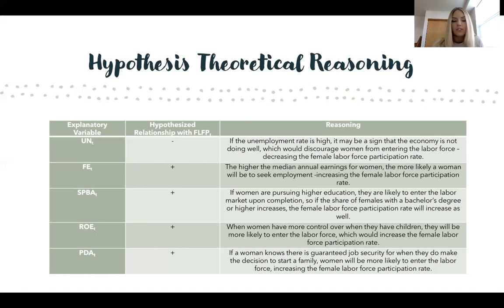Next, we have Roe, which is hypothesized to have a positive relationship with female labor force participation rate as well. This is because when women have more control over when they have children, they will be more likely to enter the labor force, which would increase the female labor force participation rate. And similarly with the PDA, Pregnancy Discrimination Act, that is hypothesized to have a positive relationship with female labor force participation as well. If a woman knows there's guaranteed job security for when they do make the decision to start a family, women will be more likely to enter the labor force, which increases the female labor force participation rate.